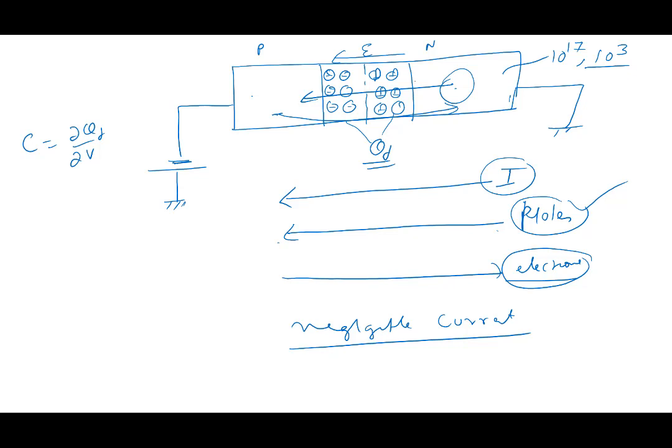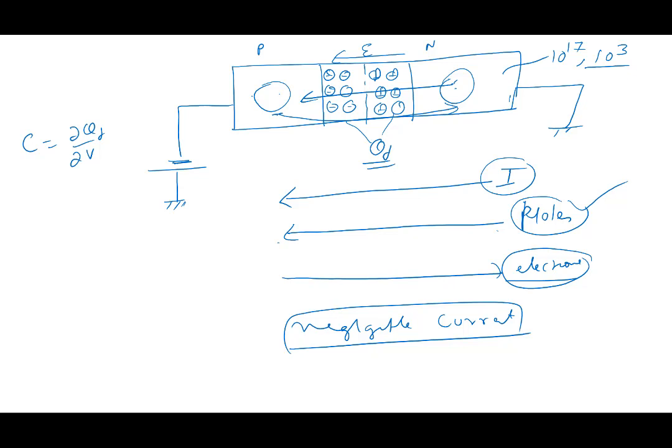It's not that it's difficult to go. Note that the field actually helps the electron to go or helps the hole to flow. So it's not that there's any difficulty, except that there are very few electrons here and there are very few holes here. That is the problem. And that's why I get very little current, negligible current here.